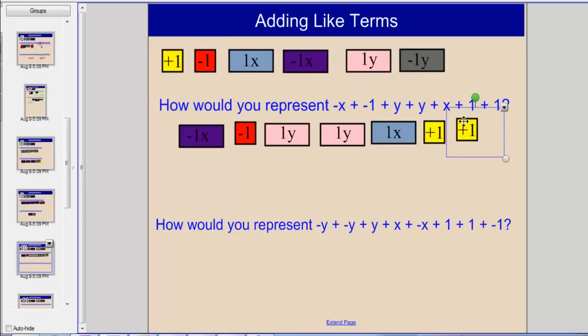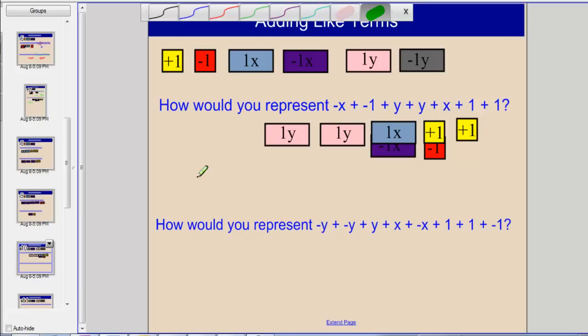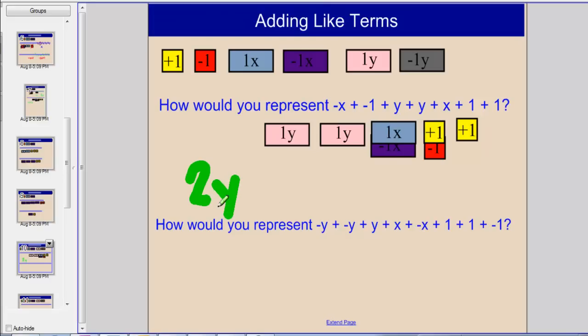Now we're going to see if there's any positives and negatives that will cancel. Well, this -x will cancel that +x, and this -1 will cancel that +1. So we're left with two y's and a 1. So what do you think that equals when we put it all together? If you're thinking it equals 2y plus 1, you are correct. Again, let's look up at the numbers and see if we can make sense out of this. -x and an x will cancel, and a -1 and a 1 will cancel, so we are left with two y's and a 1.